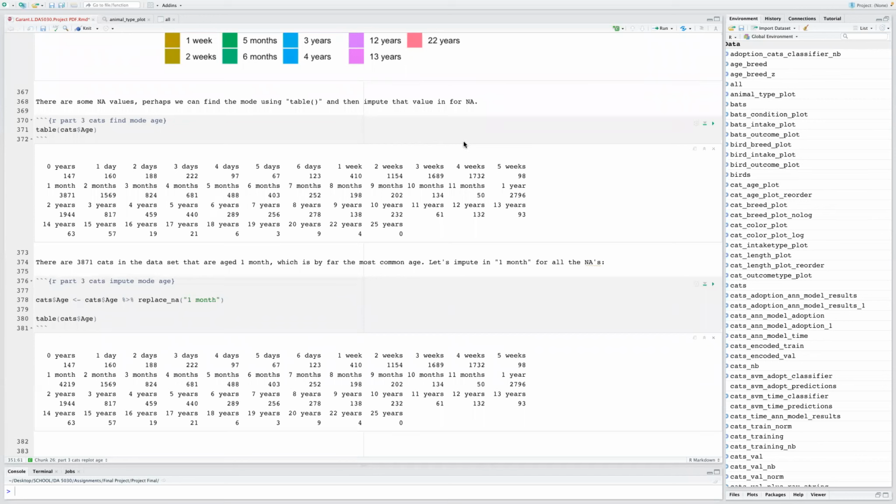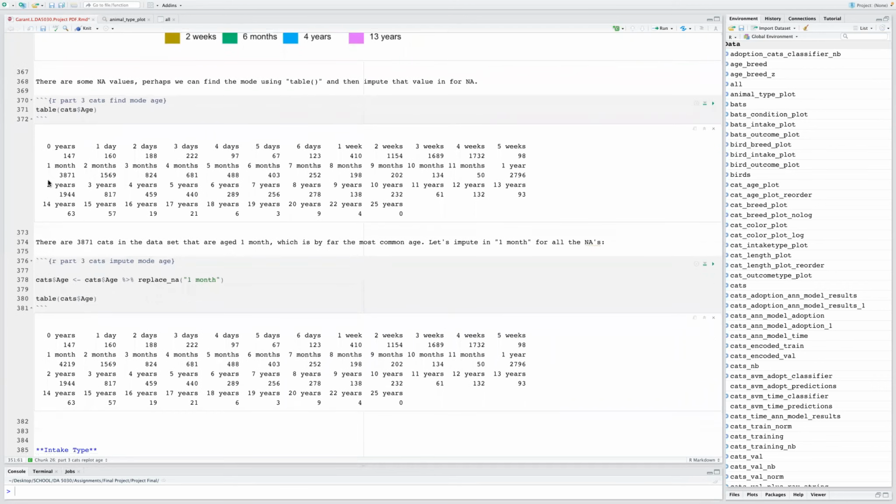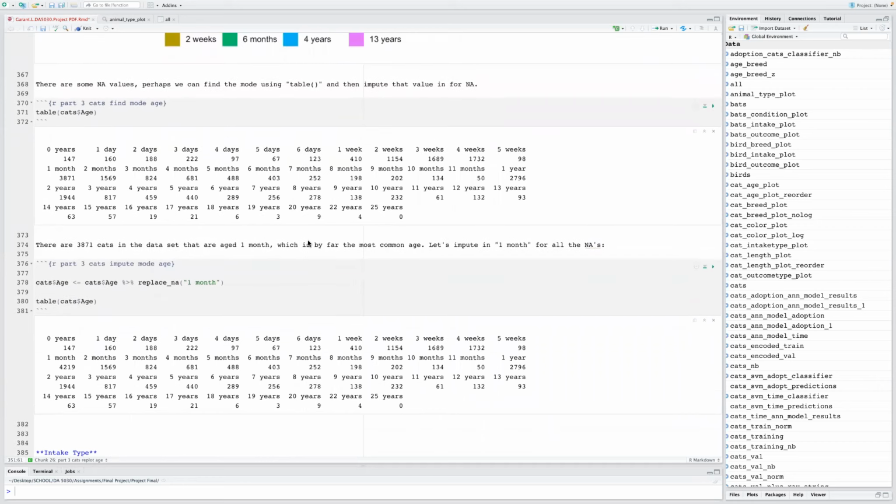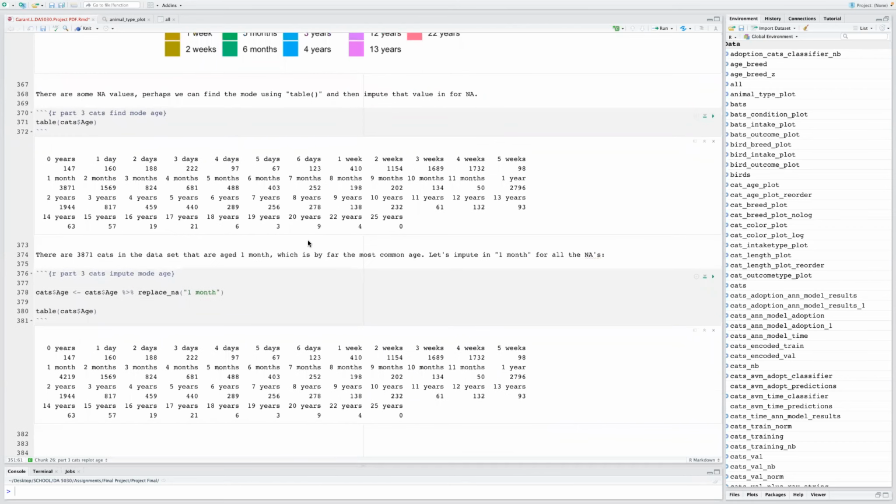There was also a bit of imputation of NA values. That was something that I had to do in the transformation stage.